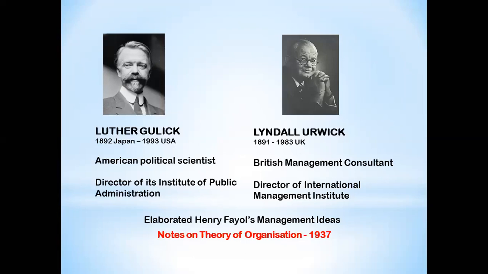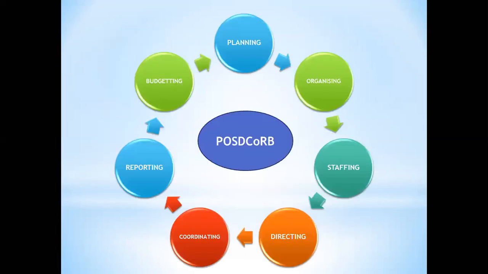So they both together gave the idea of POSDCORB, where P stands for planning, O stands for organizing, S is staffing, D stands for directing, CO stands for coordinating, R is reporting, and B is budgeting. So these are all the elements of POSDCORB. Now we will discuss all these elements one by one.